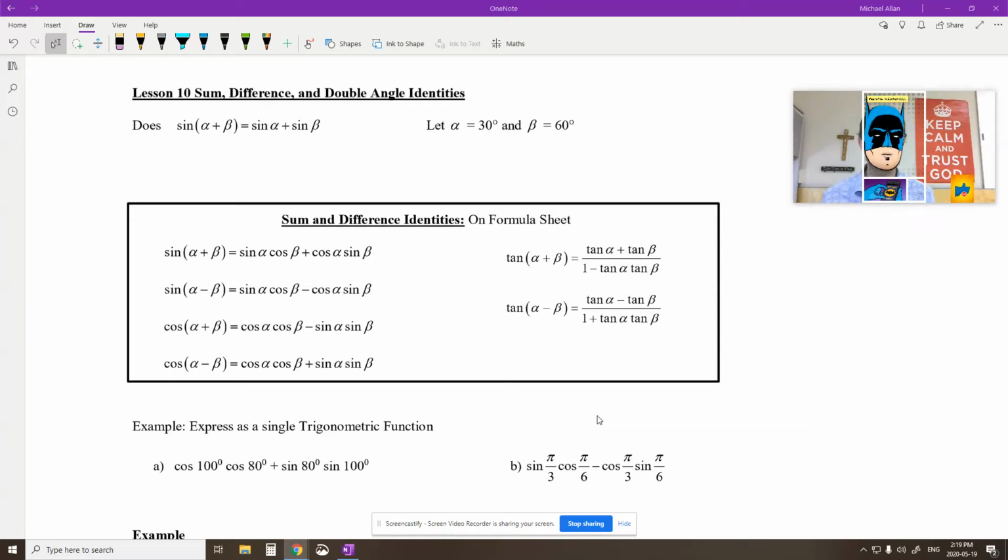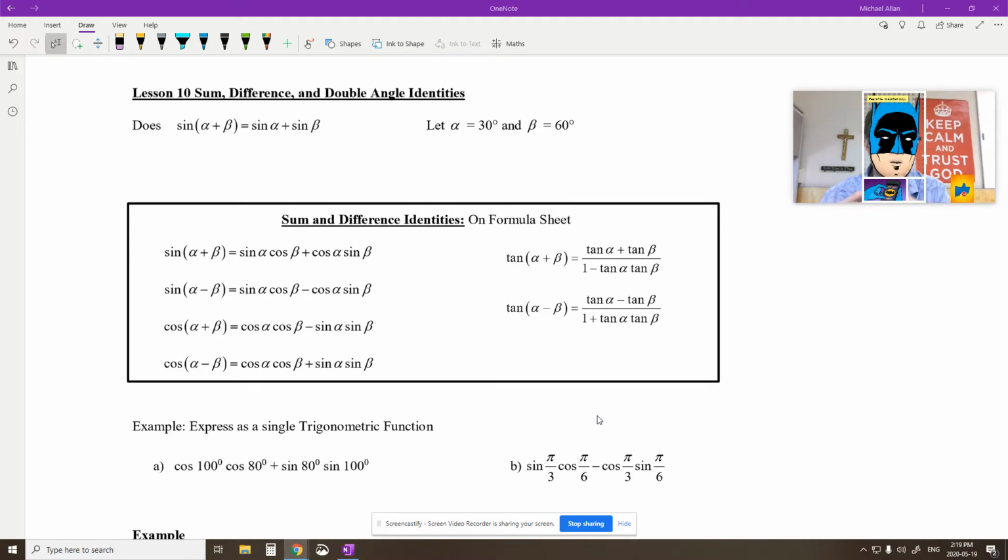In Math 3-1, today we are going to use and talk about different types of identities. Not the Pythagorean ones or the reciprocal identities that we talked about in the previous lessons. Now we're going to talk about what we call sum and difference identities.